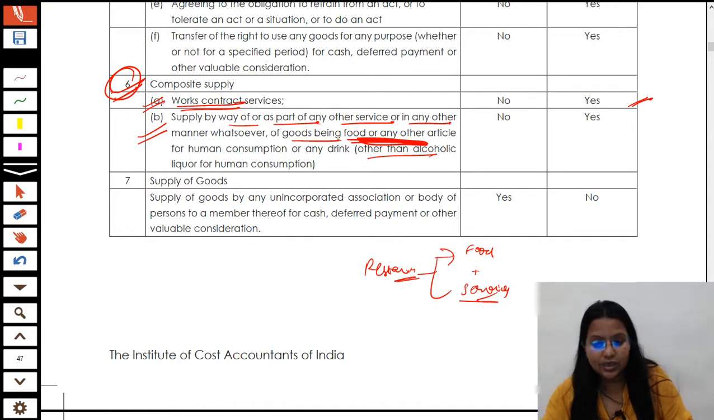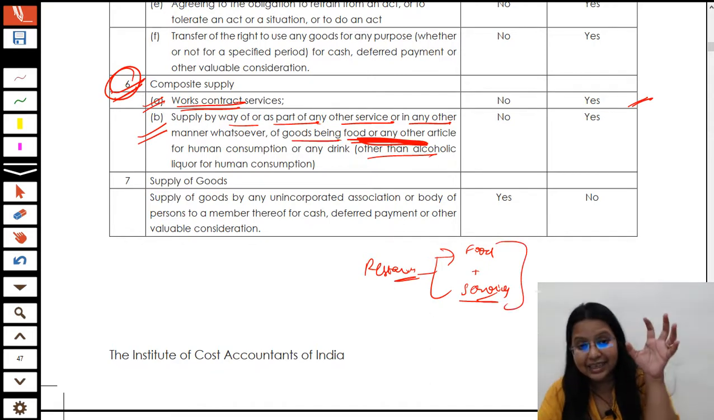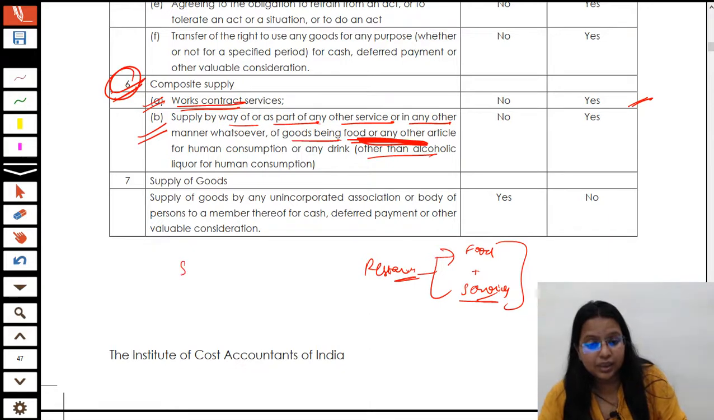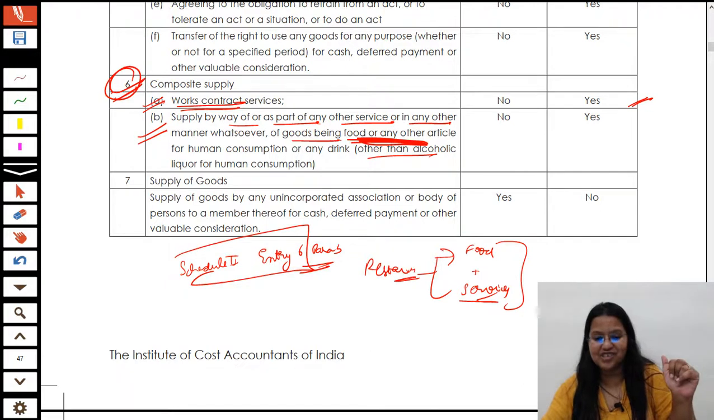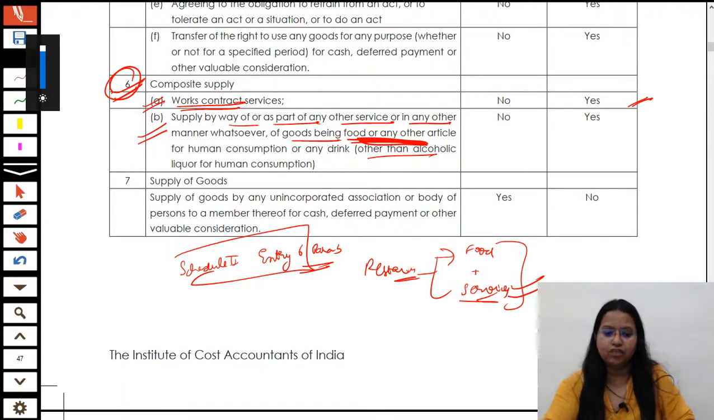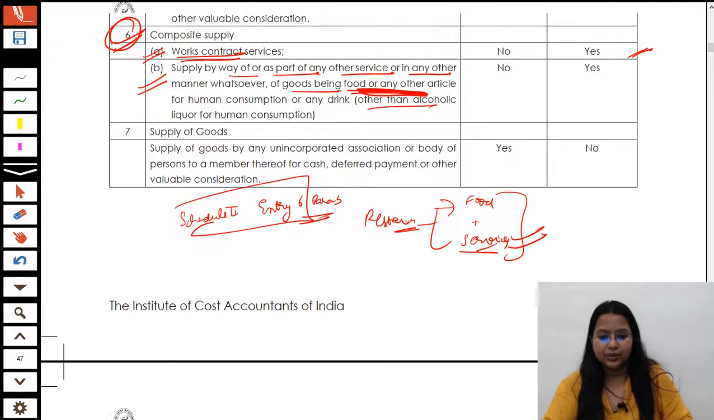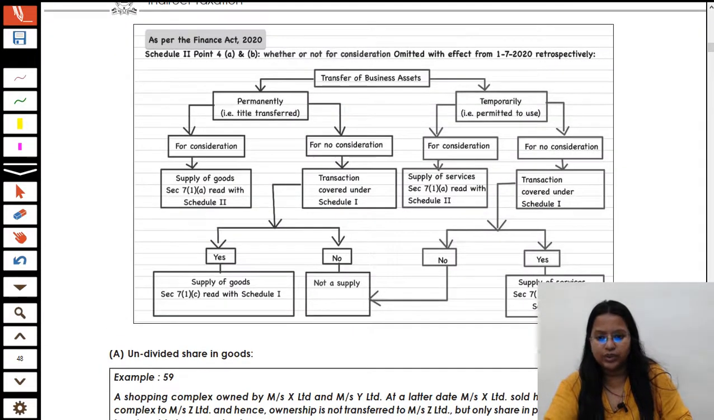So even in this case, student, it has been clearly mentioned under Schedule II, entry 6, para B. Okay, so just understand, in the case of restaurant service, it will be considered as supply of service, not as supply of goods. Okay, so next points you can do, students.